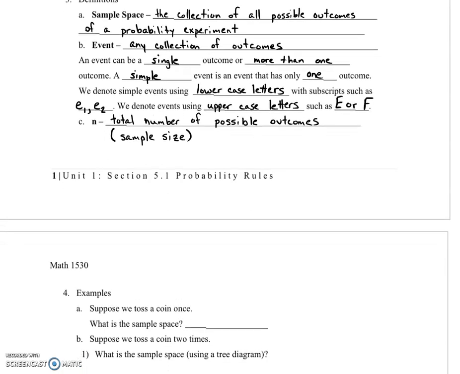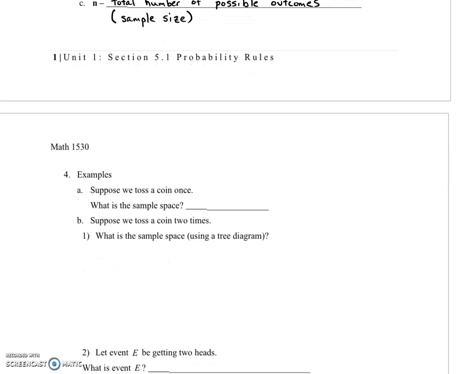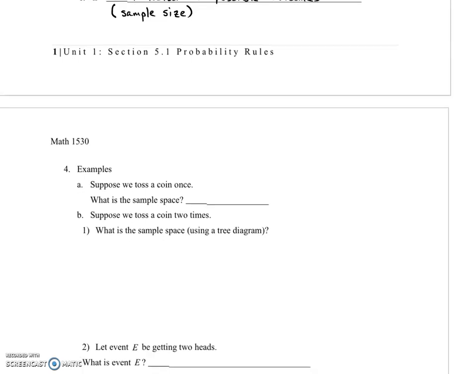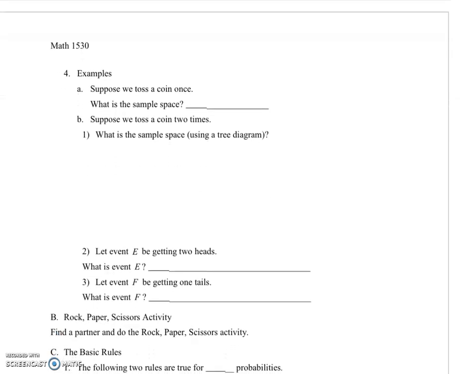So let's see some examples of how this works. Sample spaces and events. Suppose we toss a coin once. What is the sample space? Well, for a sample space, it's a set. And all sets, which are just collections of things, we use braces so that we know it's a set. So if we toss a coin, what outcomes do we have? Well, we either get a head or tails, right? So our sample space is H for head, T for tail, and then we close the brace.